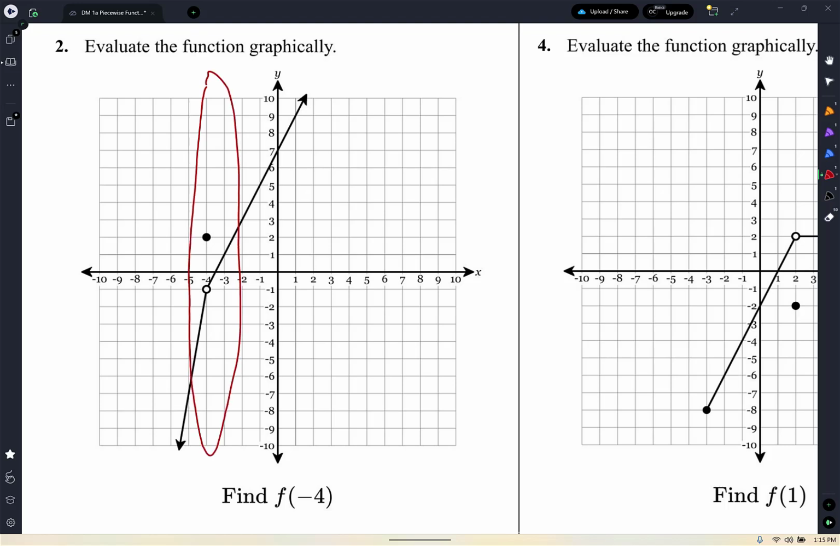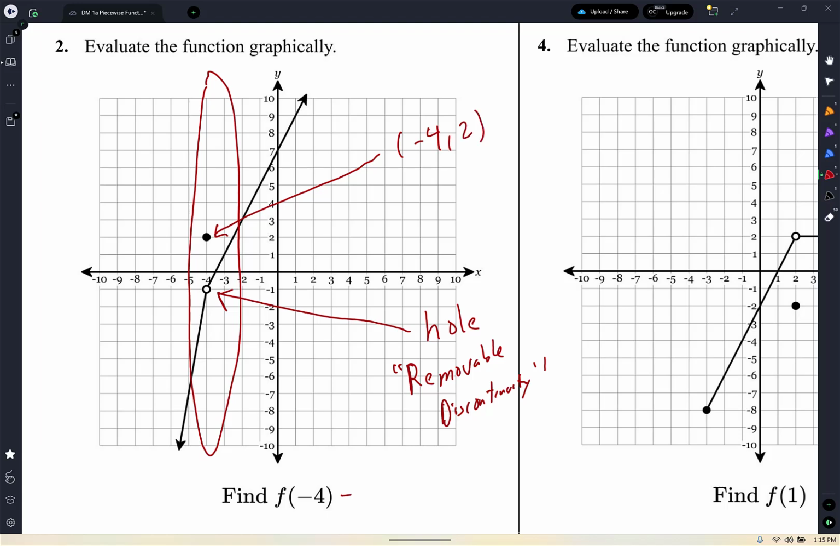Now I want the y value where you're defined. Be careful. That right there that you see at negative 4, negative 1, that is called a hole. And the technical term is called a removable discontinuity. We will talk about that when we get there. We are not there. Where are you defined when x is negative 4? Do you see a point anywhere? At 2. That point is negative 4 comma 2. So f of negative 4 is simply 2.